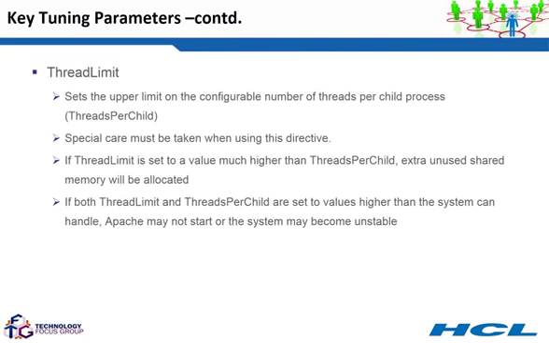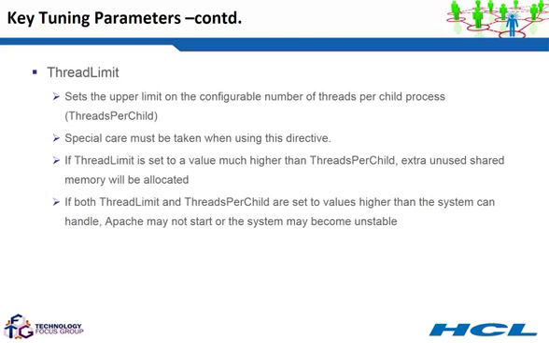Another important parameter is thread limit. In the last slide we saw the threads per child directive. Thread limit sets the upper limit on that directive. Once you have specified the thread limit, it sets the upper limit on the configurable number of threads per child process, that is, threads per child.